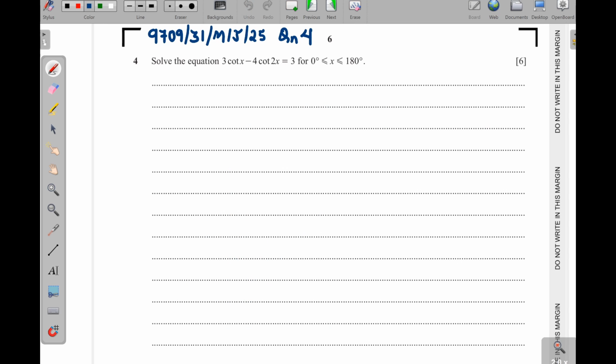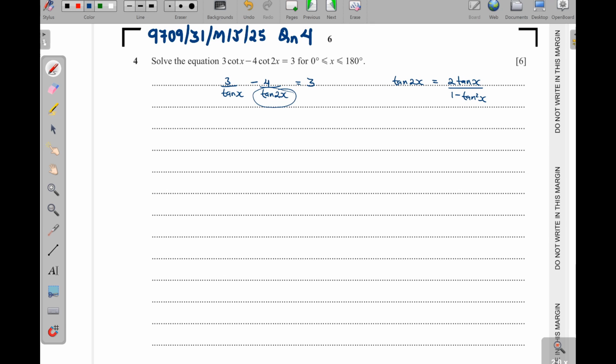Question 4 is coming from trigonometry. Solve the equation 3 cot x minus 4 cot 2x is equal to 3 for x ranging from 0 to 180. Now cot, you know it is 1 over tan. So here we shall have 3 over tan of x and then minus 4 over tan 2x, which is equal to 3. But you know that tan 2x is equal to 2 tan x over 1 minus tan squared x.